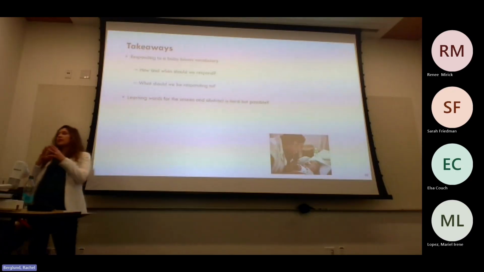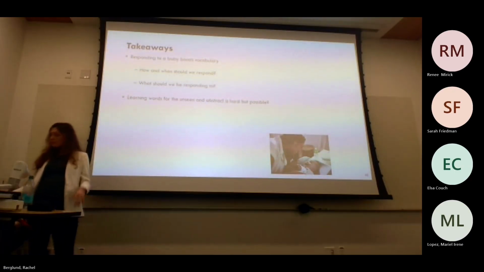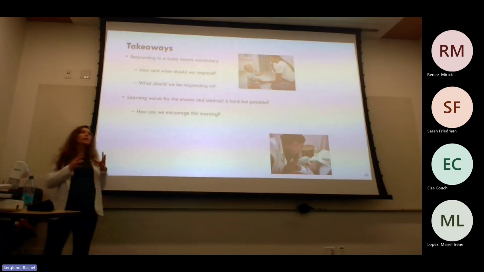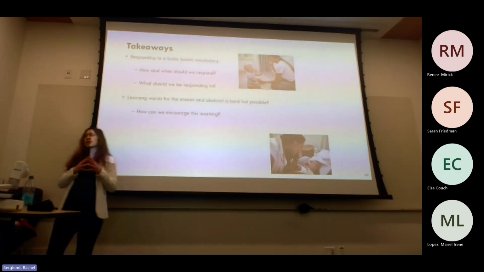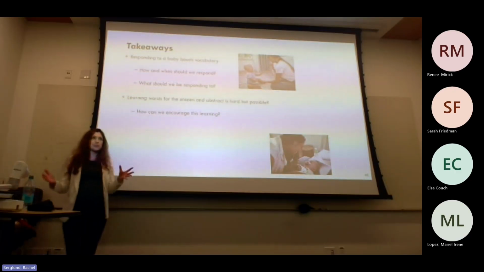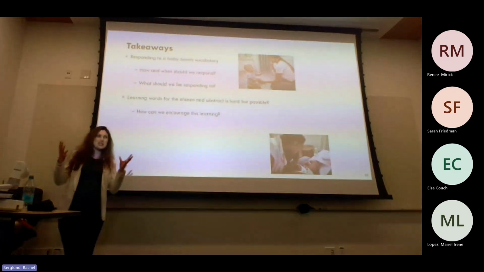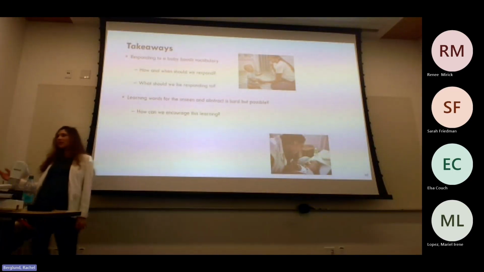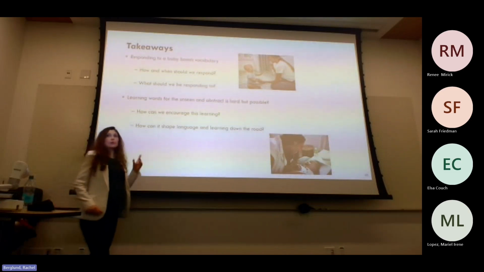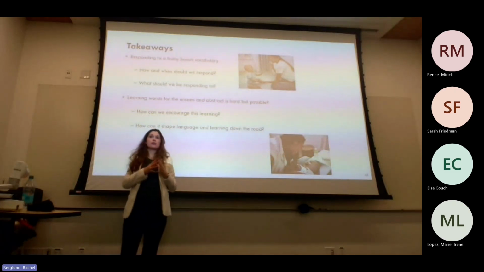Now, learning words for the unseen and abstract is hard, but it's possible, right? Well, at least according to what we've done so far. So how can we encourage the learning of this kind of words? One idea I've just given you is explicit, weird, awkward, explicit labeling of abstract ideas. And then can it shape language learning down the road? Well, this is the question I'm trying to answer with the longitudinal study.